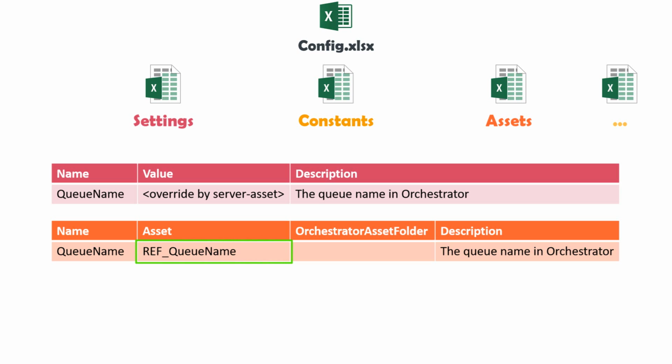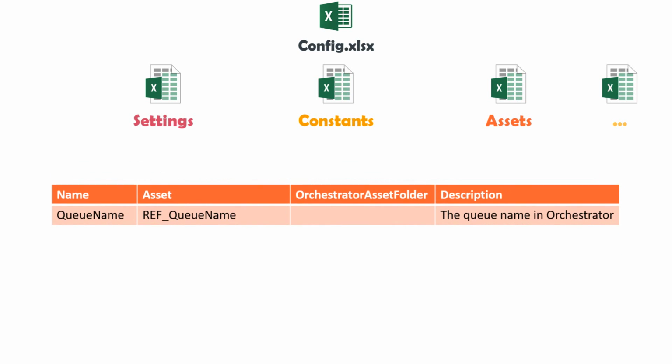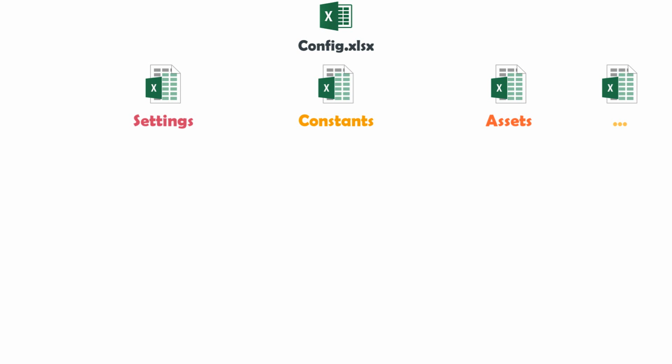Now we can fetch the asset value from Orchestrator. Then we store the value in the settings sheet. In the assets sheet we also have a column, orchestrator asset folder, where we can write the folder name from Orchestrator, if the asset is not directly stored in the default folder, but in another folder in Orchestrator. That's all about the third sheet, what I learned in the config file video.